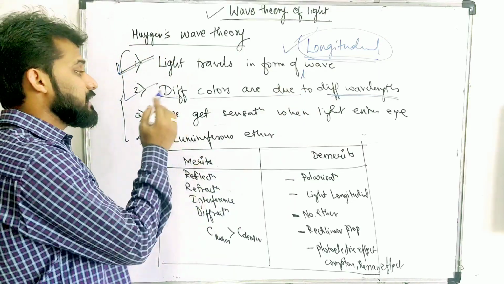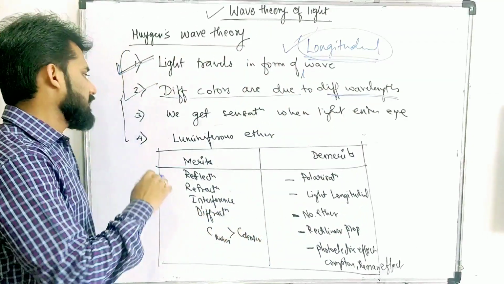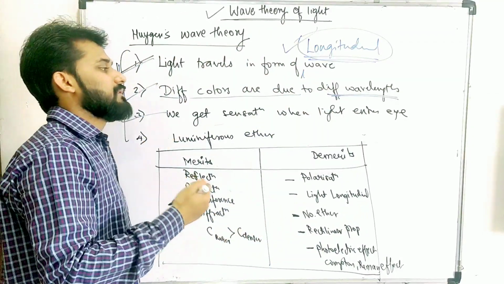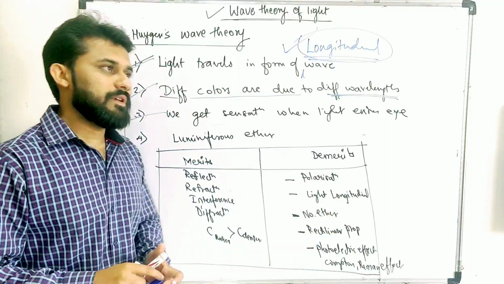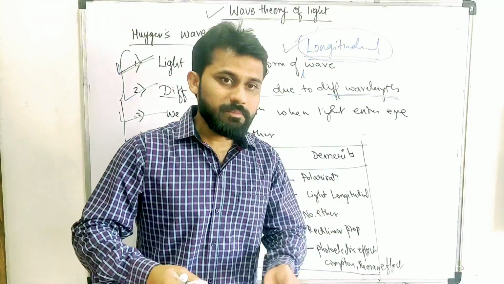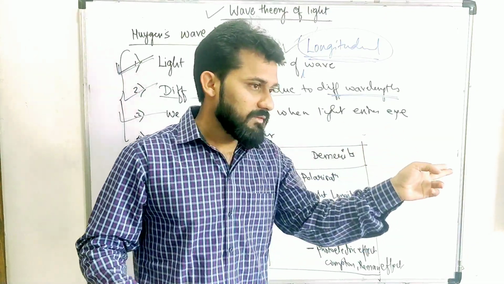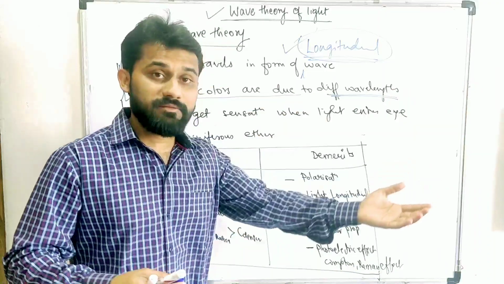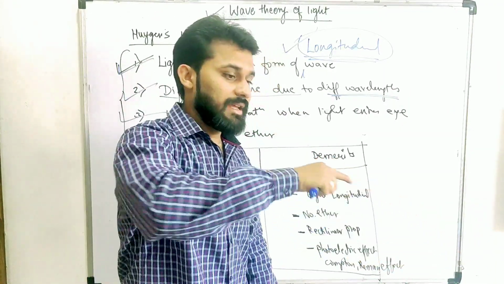The third point is, we get the sensation of light when the light enters the eye. Now you will think, what kind of point is this? It is obvious that we will see the light only when it enters the eye. But you can think about it in this way. When a wave is traveling, for example on a string, even though the wave is going in this direction, not coming towards my eye, going from the side, I can see that wave.